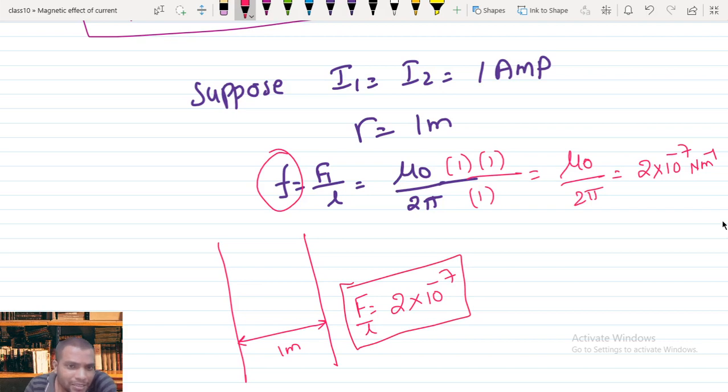Then the current which is passing through the wires, we define as 1 amp.